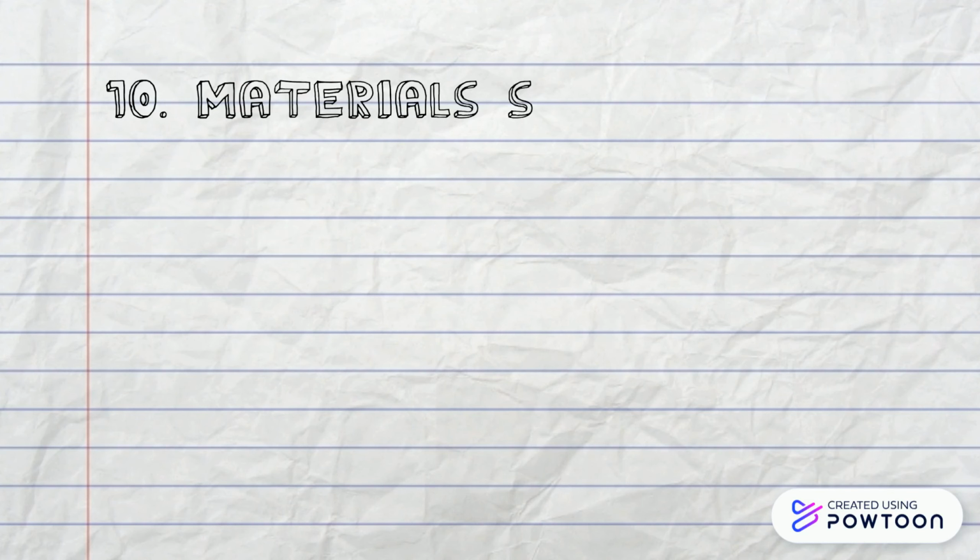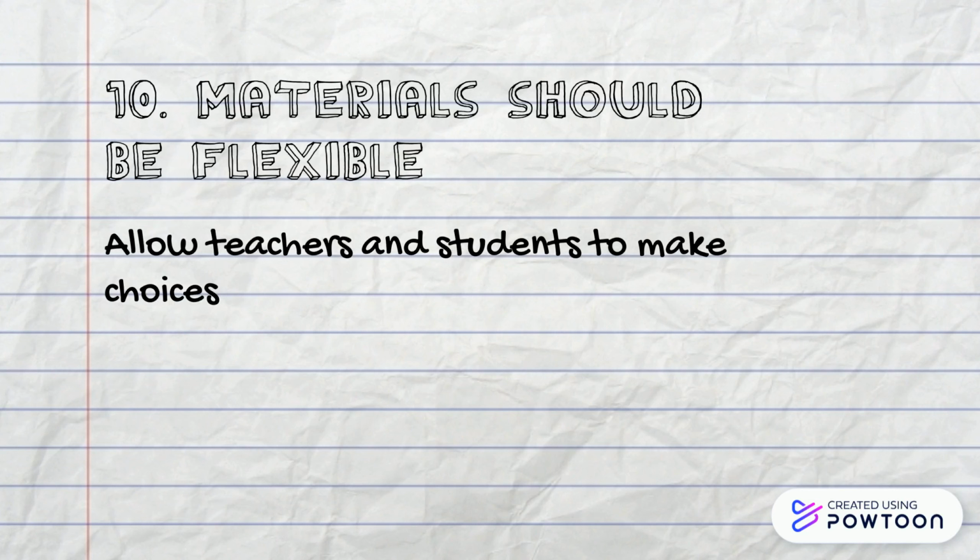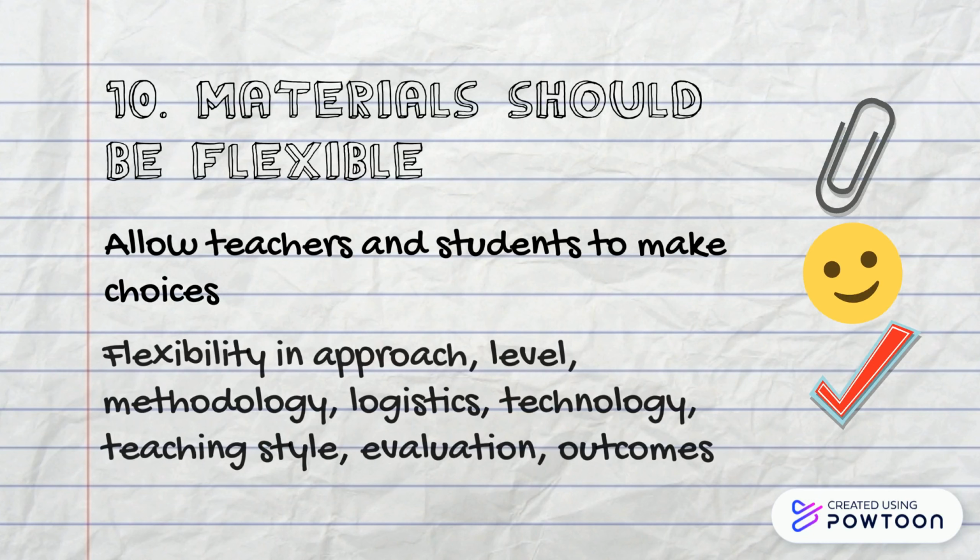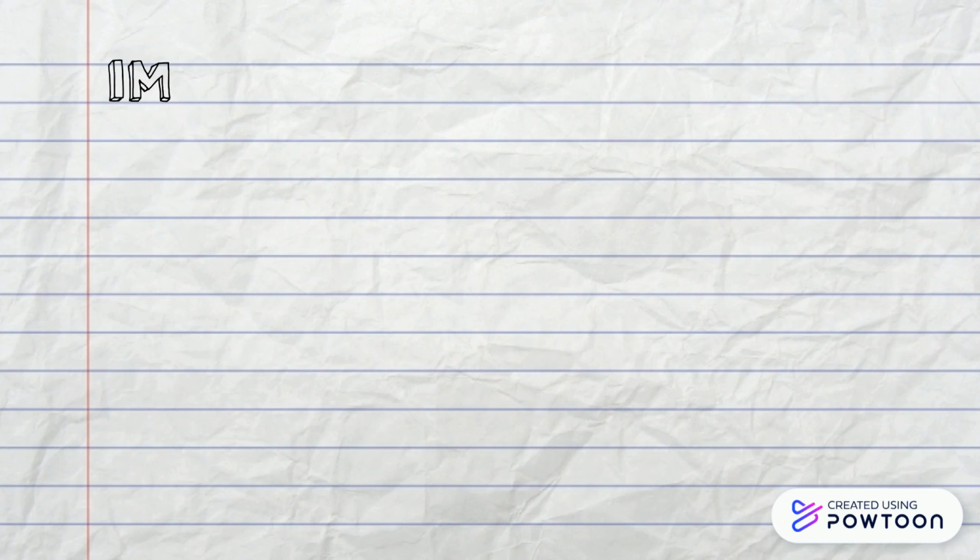Guideline number 10. Materials should be flexible. These materials should allow teachers and students to make choices. And we talk about flexibility in terms of approach, level, methodology, logistics, technology, teaching styles, evaluation, and the outcomes.